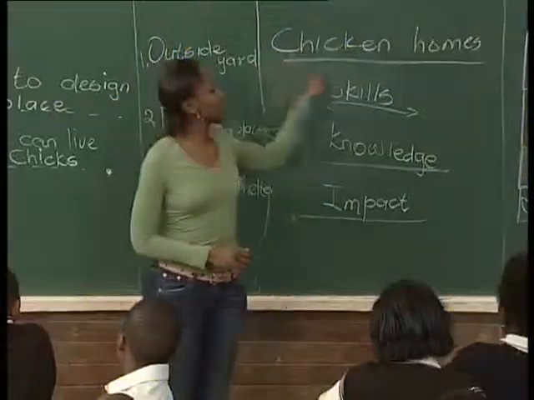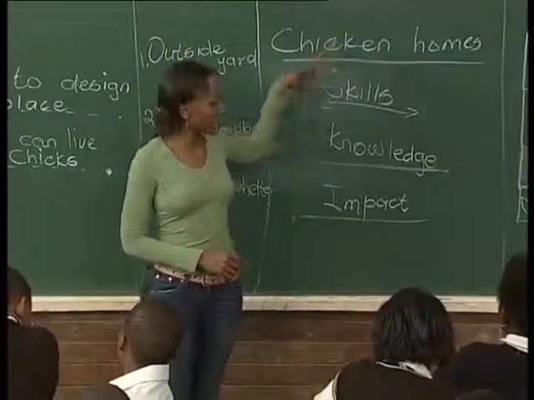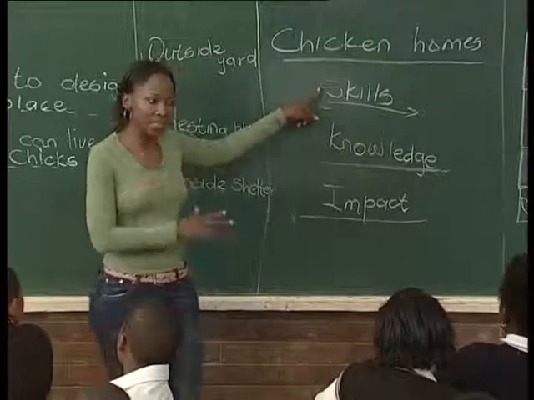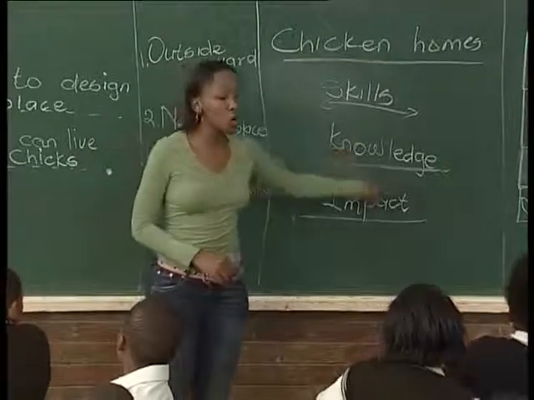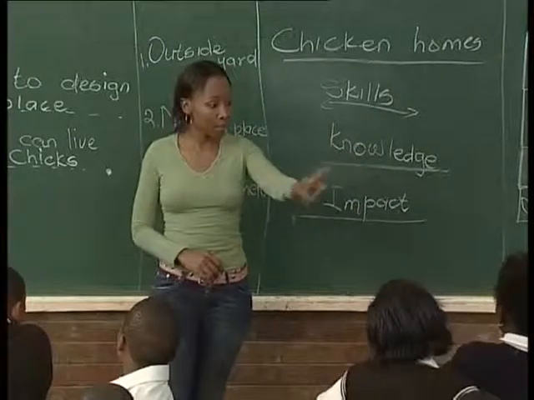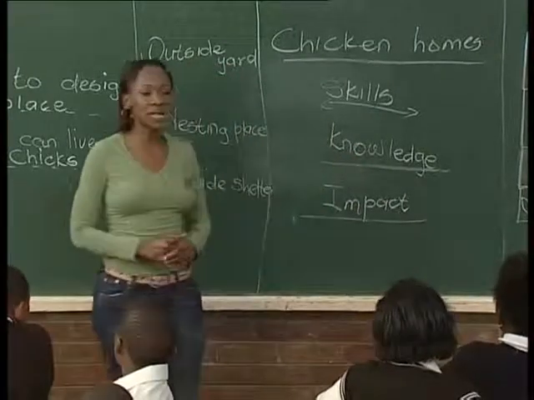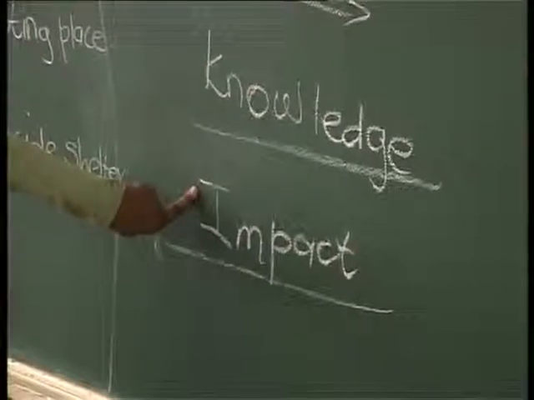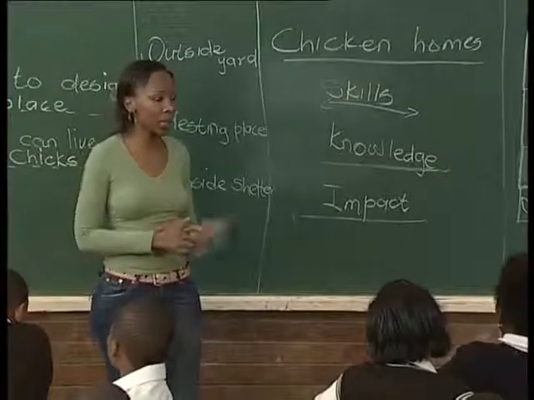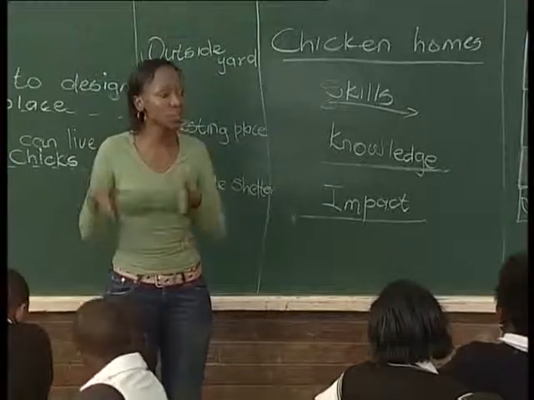Okay, we've done our chicken homes models. We've acquired the skills. Remember the cutting skills, the measuring, the marking. Then we used our technological knowledge to come up with the models. Now we're going to discuss the last part, which is the impact of technology. How does it affect the environment? But we're going to be basing it on chicken farming.